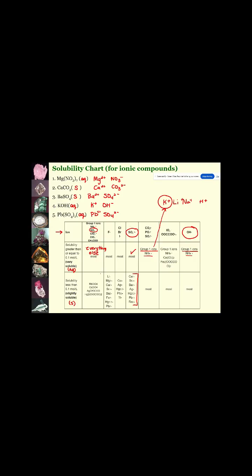So be careful of multivalent metals like lead 2+, mercury, iron, all of those multivalent metals. You have to check what charge they have specifically in that compound to see if they actually fit in that row or the other row.